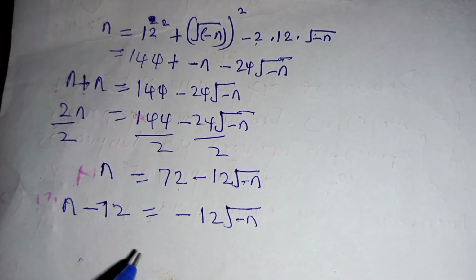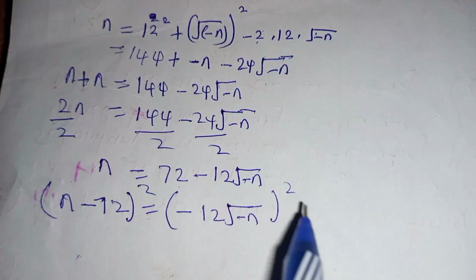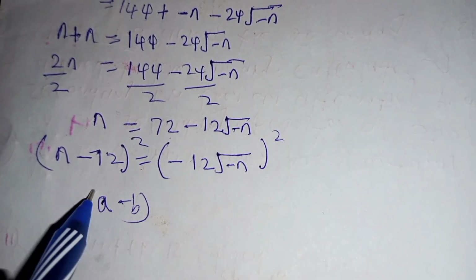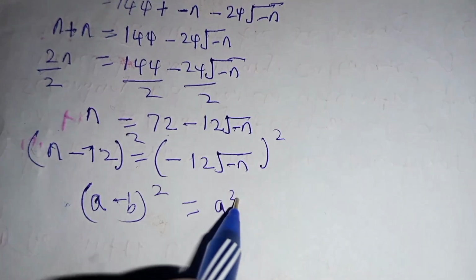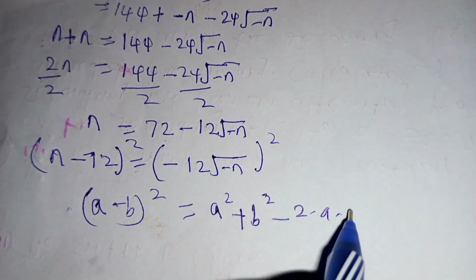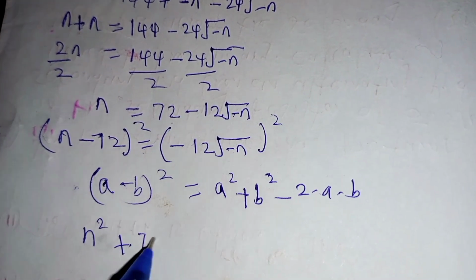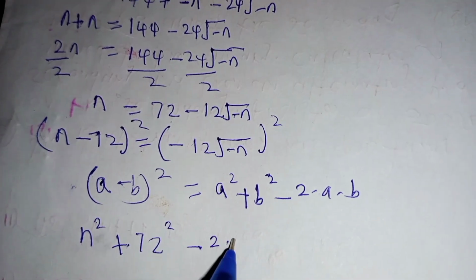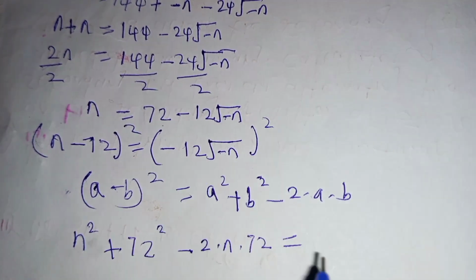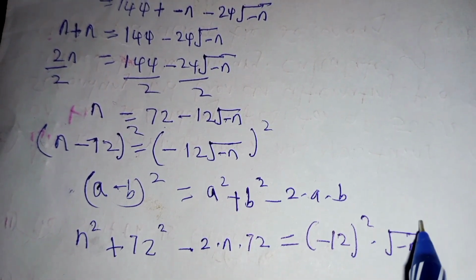Then we square both sides. We square the left hand side and the right hand side. On the left hand side, we make use of this identity. If you have a minus b squared, the result is a squared plus b squared minus 2 multiplied by a multiplied by b. So we shall be having n squared on the left plus 72 squared minus 2 multiplied by n multiplied by 72 being equal to bracket negative 12 squared multiplied by square root of negative n squared.